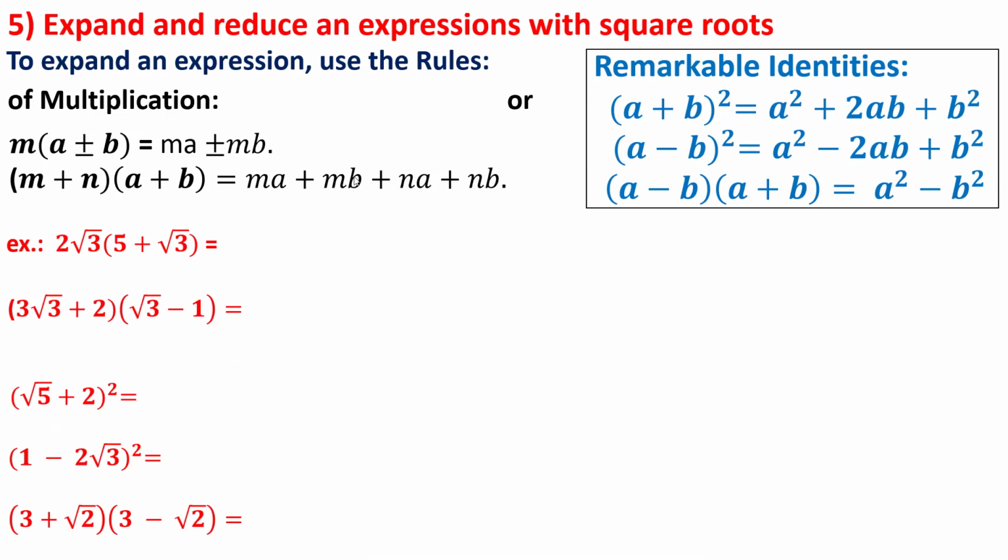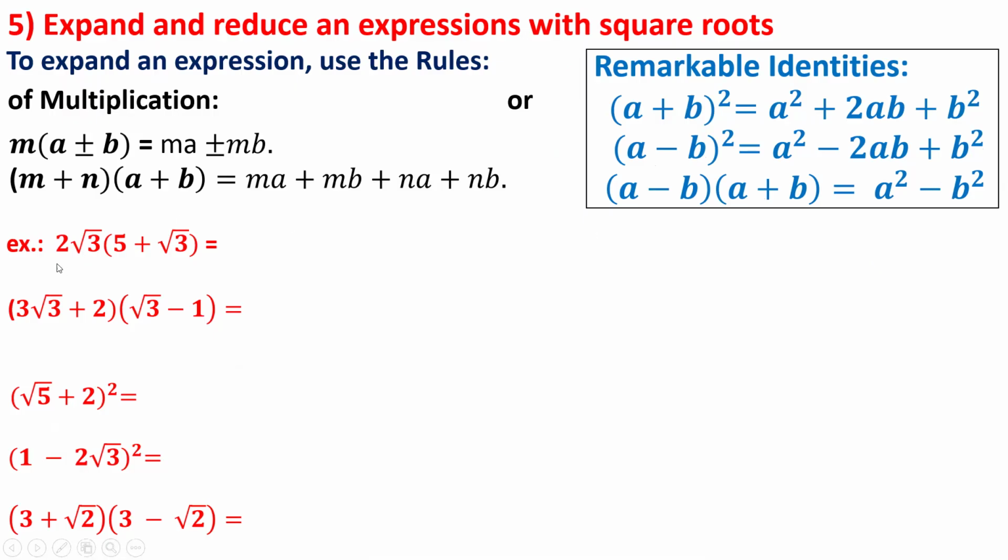The remarkable identity rules are three rules. The first rule: if I have an expression written (A plus B), all of it squared, I write it A squared plus 2AB plus B squared. (A minus B), all of it squared, is written A squared minus 2AB plus B squared. (A minus B) times (A plus B) is written as A squared minus B squared.